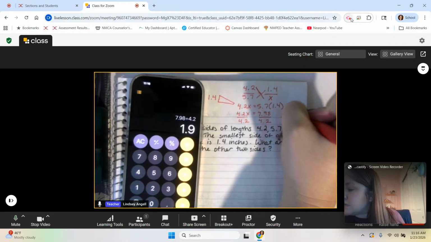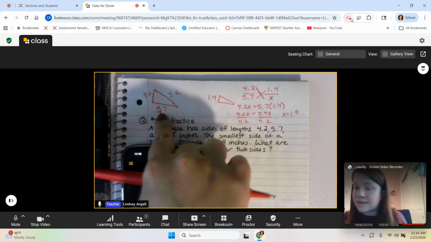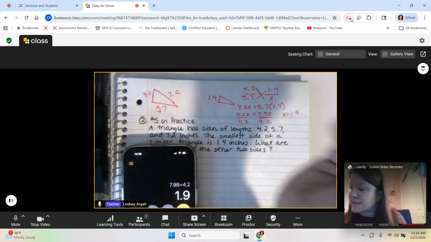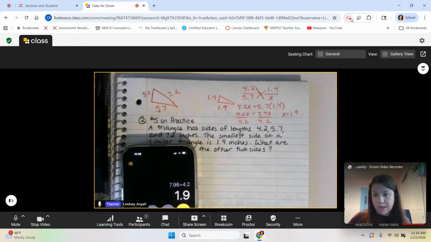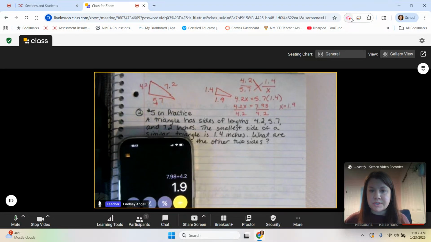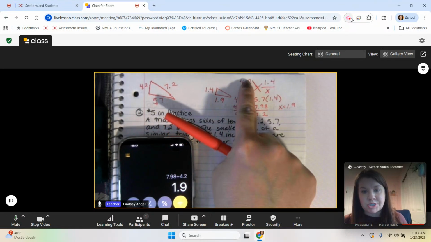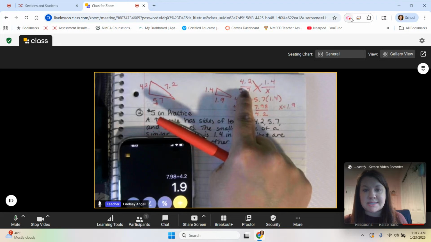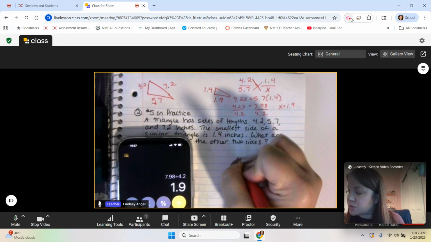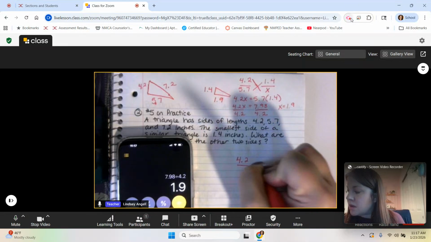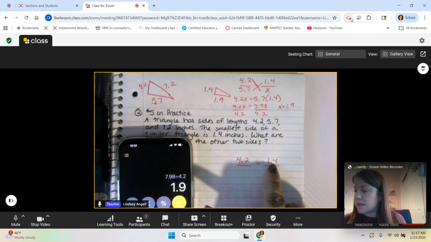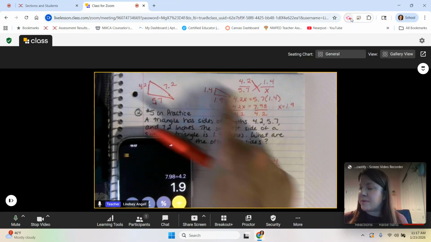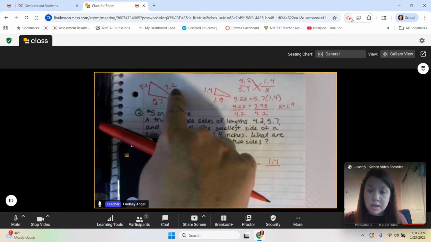So x equals 1.9. That was this side length, right? And it has to match up in the other triangle. Okay, so we got one down. Now let's focus on the other one. I can use this same ratio of 4.2, but this time I can have those two shorter sides in the top of both sides of my proportion, right? Smallest, smallest. But now, instead of the 5.7, I'm going to focus on the longest side.